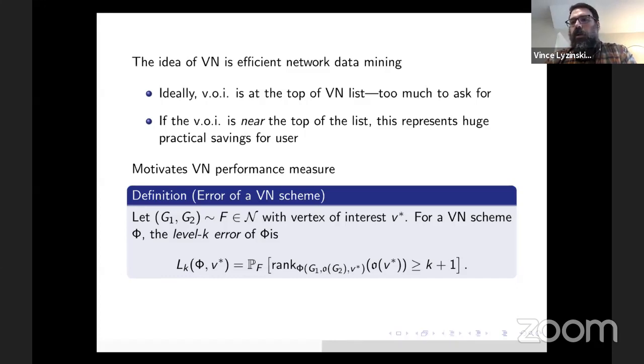Depending on the amount of the network the user can actually check, different Ks are of different utilities for different tasks. But this is the way to provide a loss function here, in a precision at K type framework.